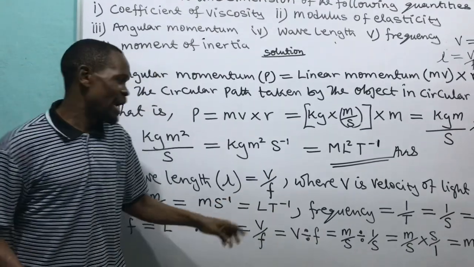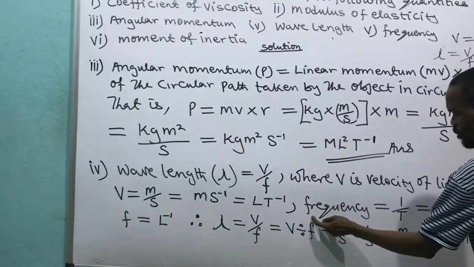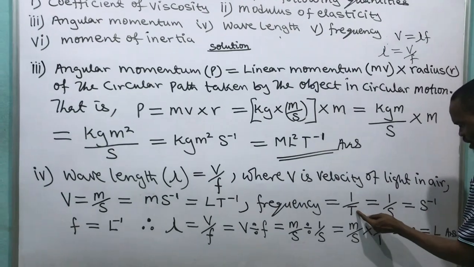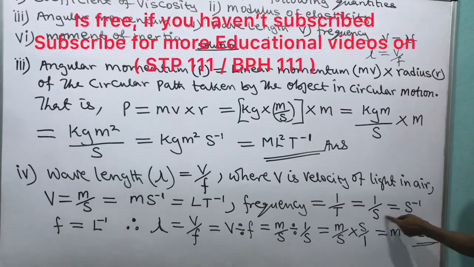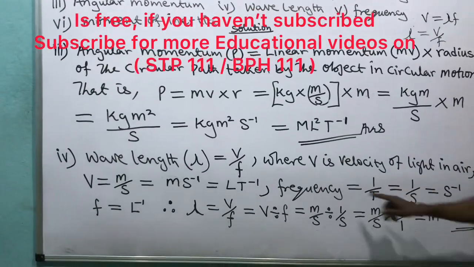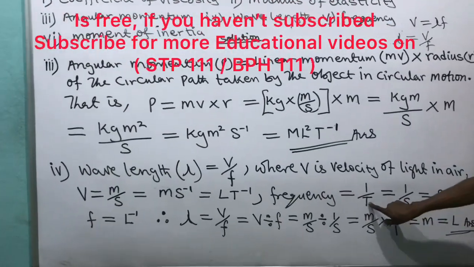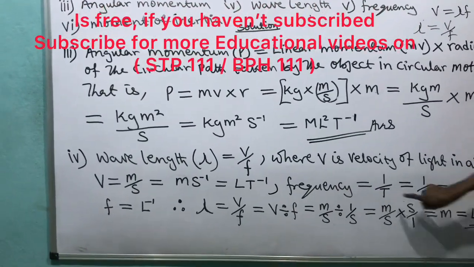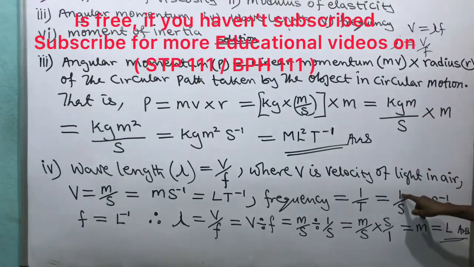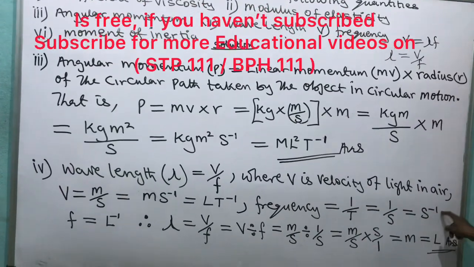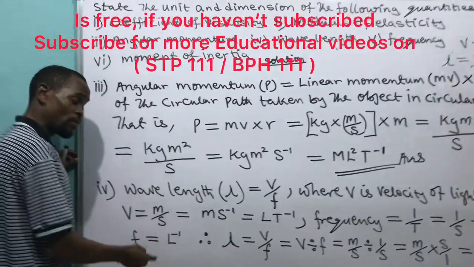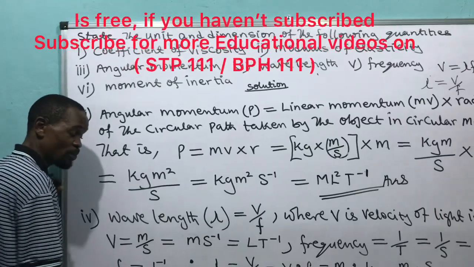Then we come to the dimension of frequency. Frequency is equal to 1 over period. What's the unit of period? The unit of period is seconds. That means 1 over seconds, which is frequency. The unit of period is seconds, and 1 over seconds gives seconds raised to power minus 1. The dimension of frequency is capital T raised to power minus 1, and the dimension of velocity is capital L raised to power 1, capital L raised to power 1.